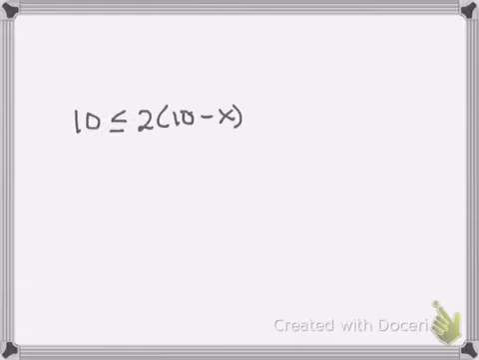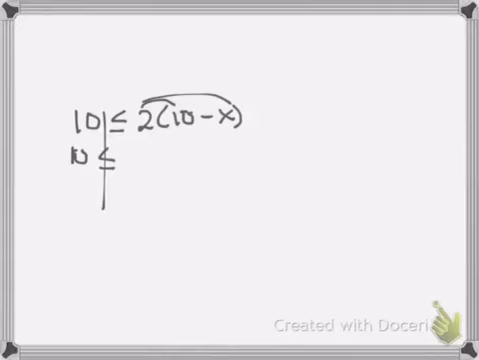Let's do another problem. It may have multiple steps. So it's solving an inequality still. Draw your wall. Now on the left side, I don't have anything to simplify, but on the right I'm going to do the distributive property. I've not changed my inequality. I'm going to leave it less than or equal to.